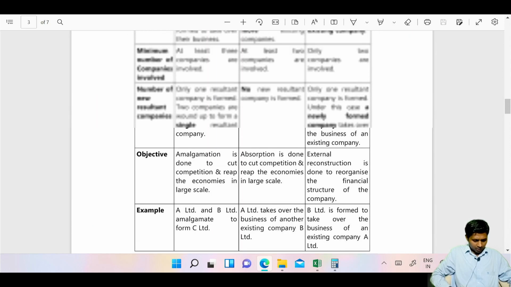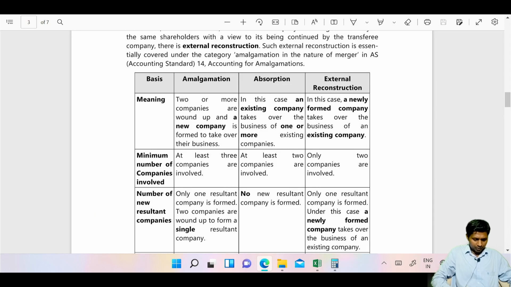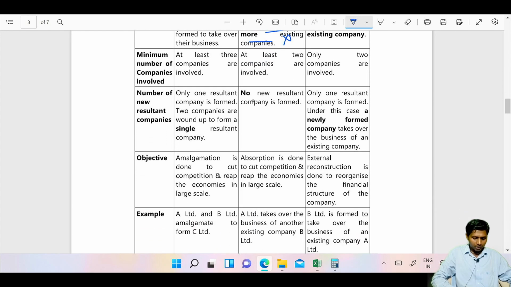Okay, you can read this. Absorption, yes, this is given. The differences between these 3 are given. Now, an existing company takes over the business of 1 or 2 companies. That means they are closing their businesses and you will find only the existing company. That means no new formation. The existing company is taking over, therefore no new formation, but one liquidation you will find. We are doing so to reap the benefit of large scale operation.